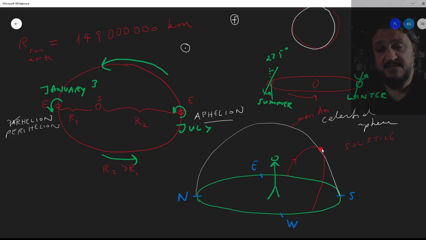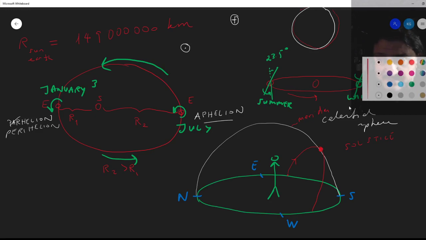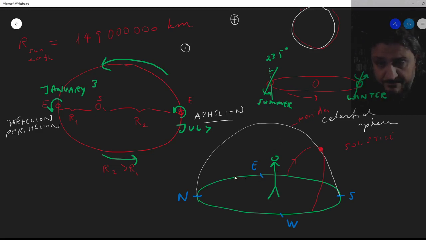Because if you repeat the same experiment in summer, on June 21st, the summer solstice, the sun will be right here. This will be the path of the sun. See, the rising place of the sun now is a little bit north of east. Similarly, when the sun sets right here, it's north of west. Okay, but that's the summer solstice. This is winter solstice.